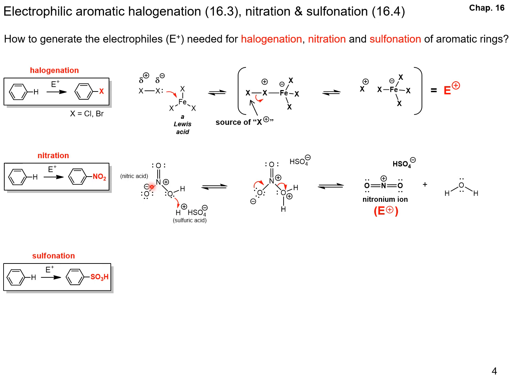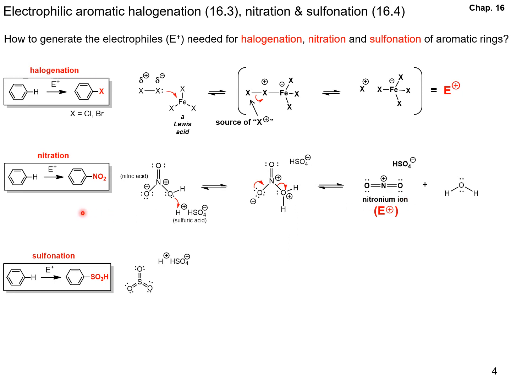If I take nitric acid and I protonate it with sulfuric acid and I lose a molecule of water, I'll end up with a nitronium ion. Here we have nitrogen with a positive charge. This is a very strong electrophile, and this would then react with an aromatic ring via the typical electrophilic aromatic substitution mechanism that was shown on the previous slide.